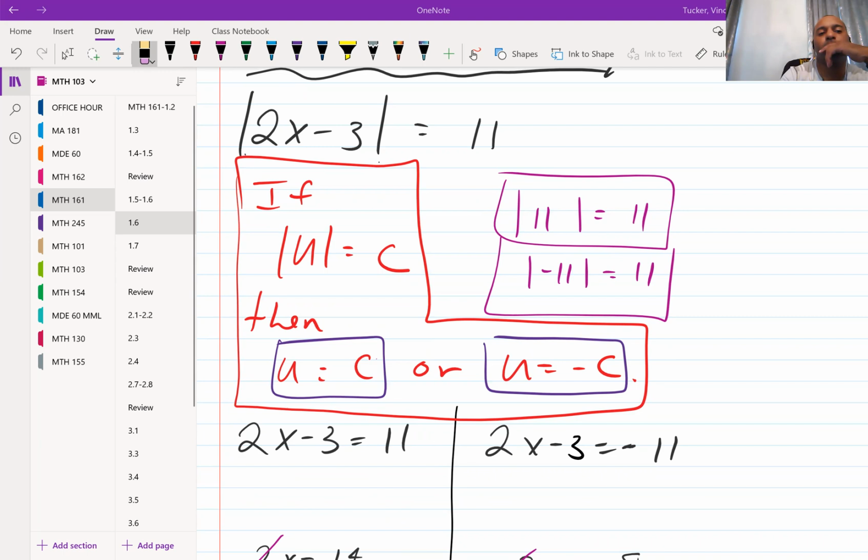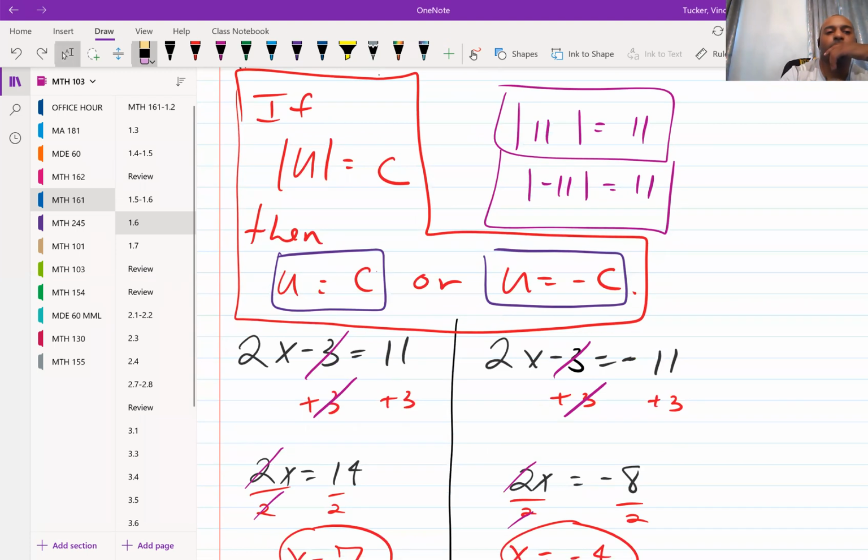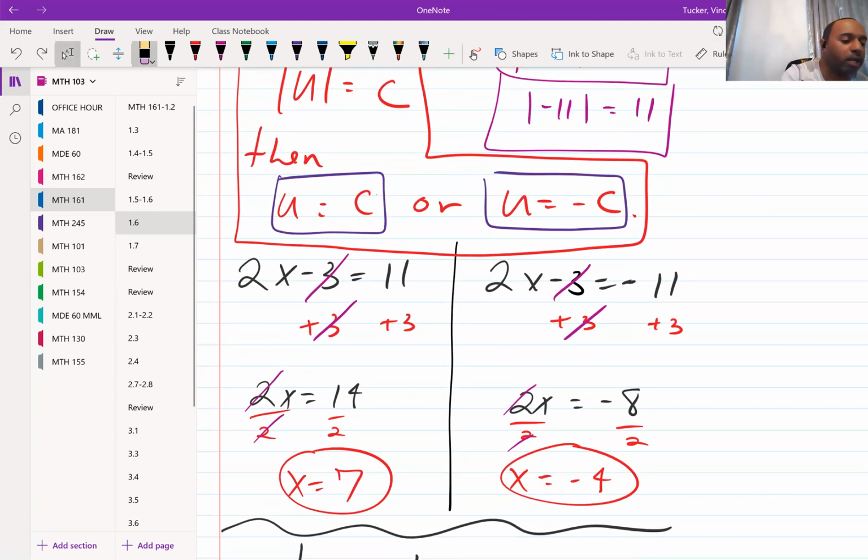All right. So go ahead and add 3 to both sides. 2x equal to 14 and 2x equal to -8, excuse me. Divide by 2. x is equal to 7 and x is equal to -4.